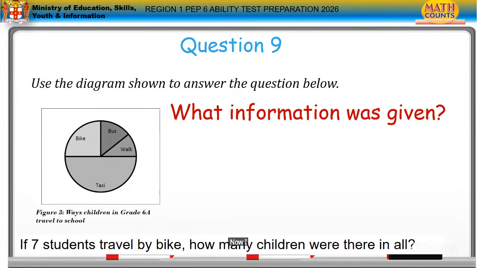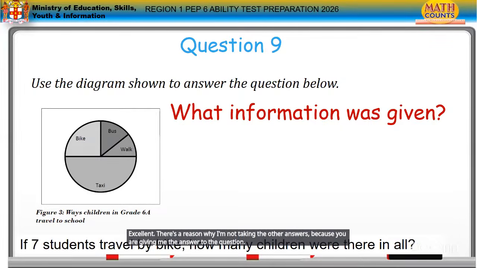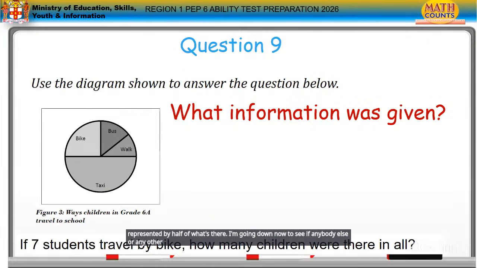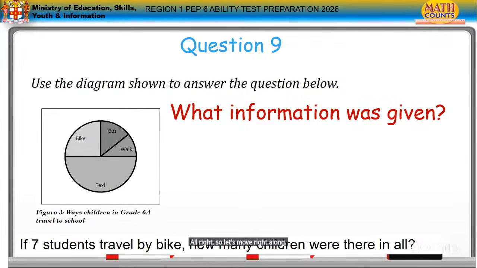Now I'm going to take the response from Jesse Ripoll in the chat. Bike is a quarter. Excellent. There's a reason why I'm not taking the other answers, because you are giving me the answer to the question. What do you notice? Again, Jesse Ripoll says taxi is represented by half of what's there. I'm going down now to see if anybody else or any other school would have put what they noticed in the chat. All right, so let's move right along. Hopefield replied by giving the answer. So let's move right along, because you seem to get this.